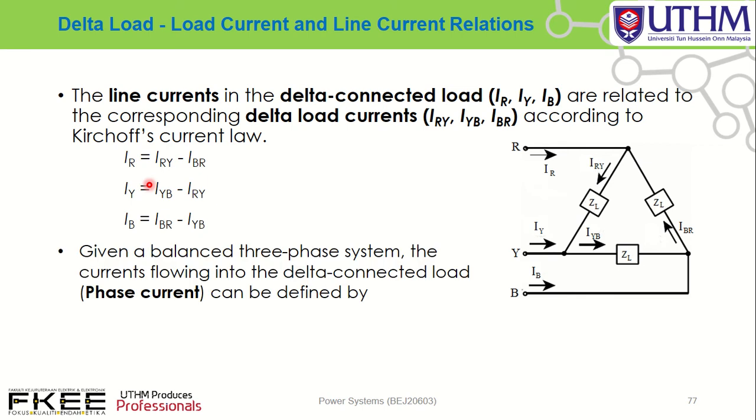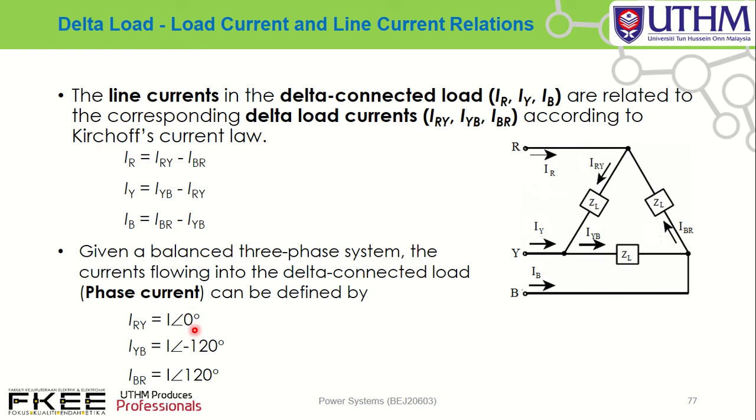We assume our phase current as a reference. IRY equals I angle 0, IYB equals I angle minus 120 degrees ampere, and IBR equals I angle 120 degrees ampere. This is our phase current, with phase current IRY as a reference. So the question is, what is the relationship between line current and phase current?